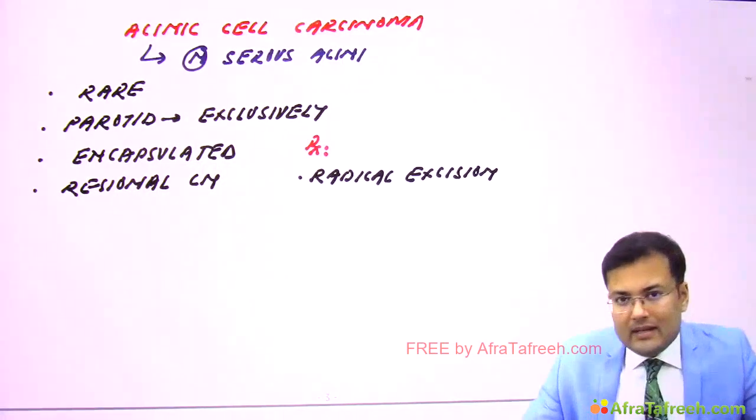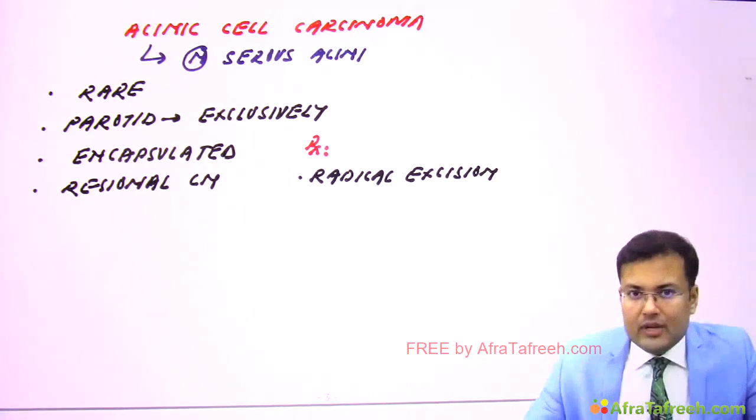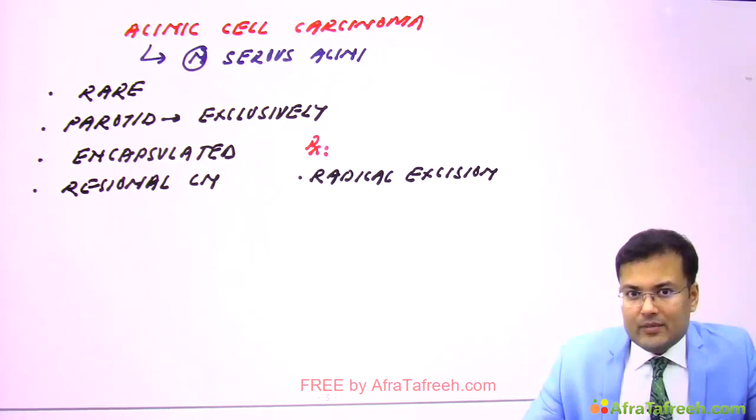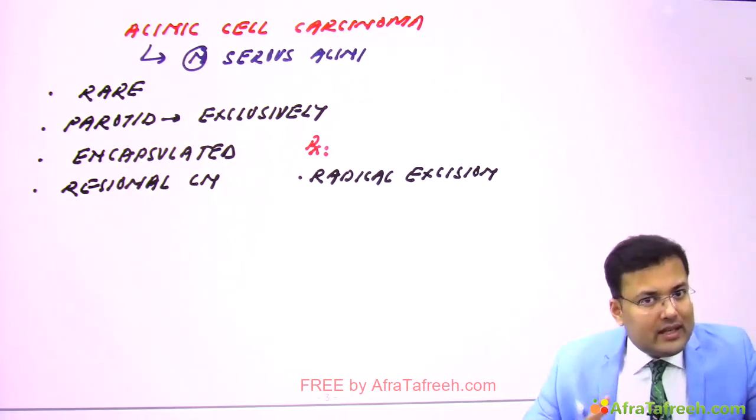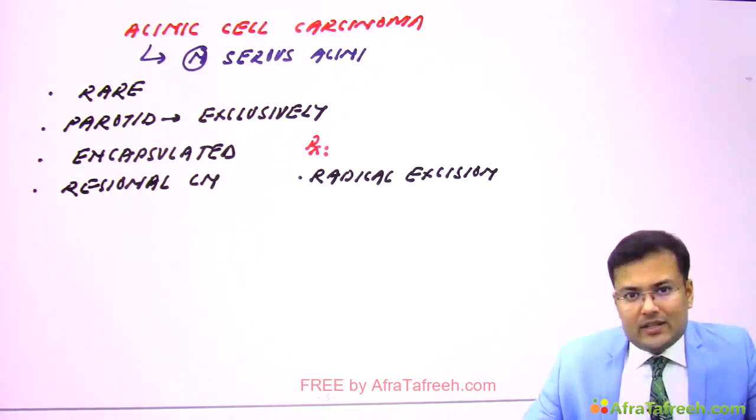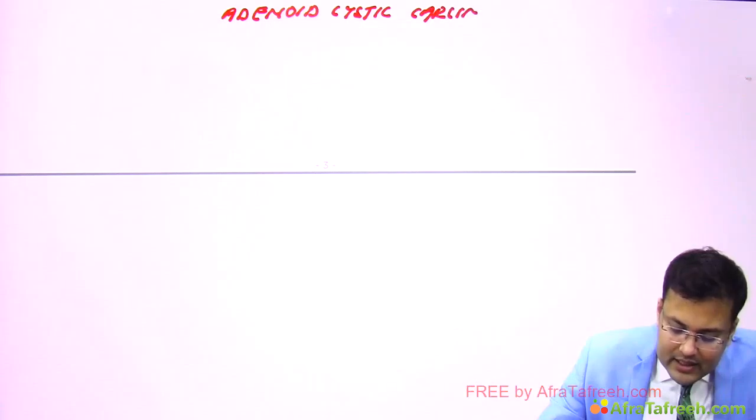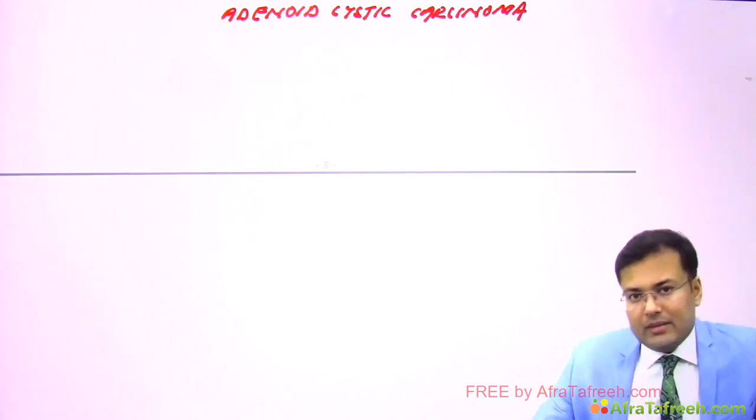What is the most common malignant tumor of the minor salivary glands, sublingual gland, and submandibular gland? It is adenoid cystic carcinoma. Overall, if you see the incidence, the most common malignant tumor of the salivary gland is mucoepidermoid, and the second most common is adenoid cystic carcinoma. See the important points related to this malignancy. This malignancy is a favorite of examiners, so you will get either one question in surgery or in pathology.